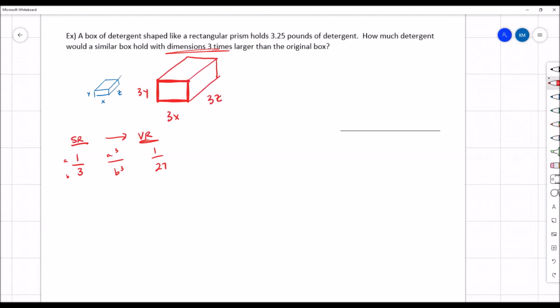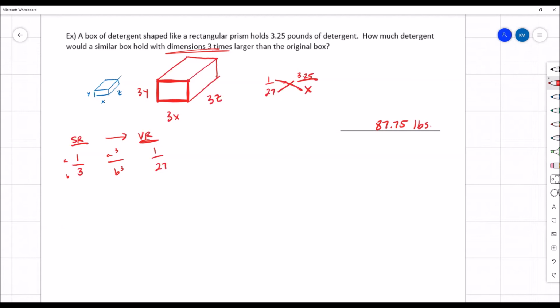So we can set up our proportion: 1 over 27 should equal 3.25 pounds, because that's how much the small box can hold now, and X would be how much the large box should hold with these dimensions. We cross multiply: 27 times 3.25 gives us 87.75. So this new box would be able to hold 87.75 pounds of detergent.